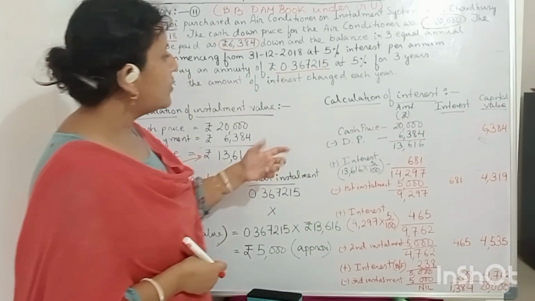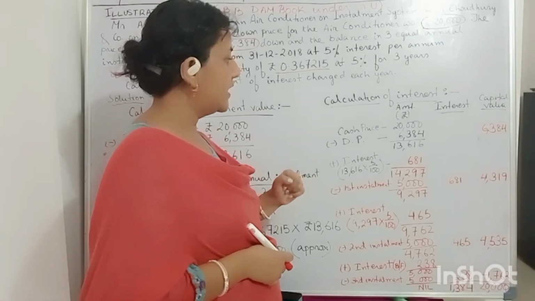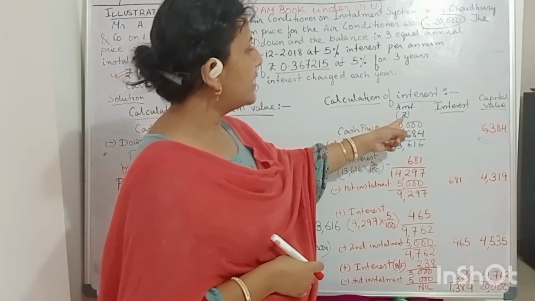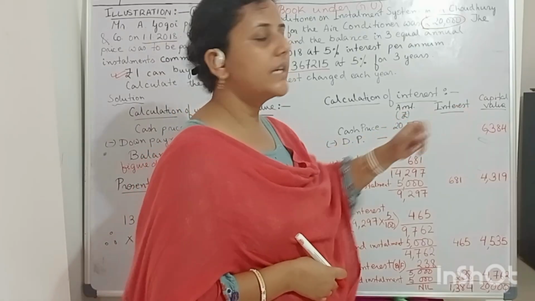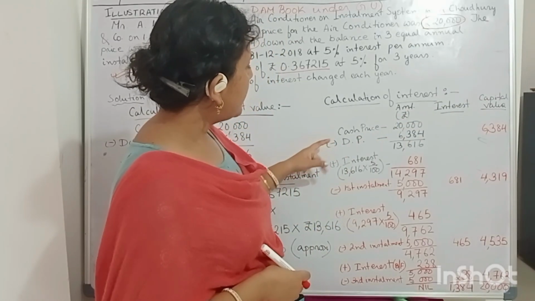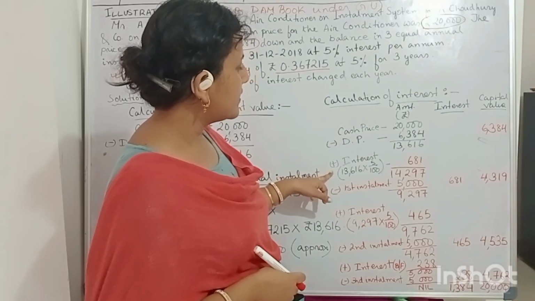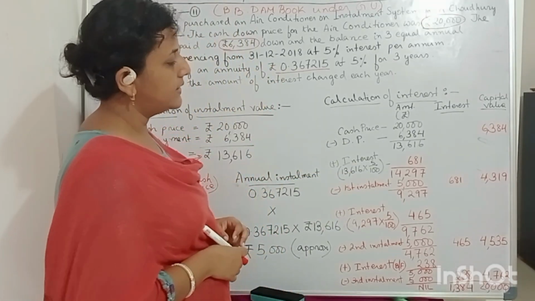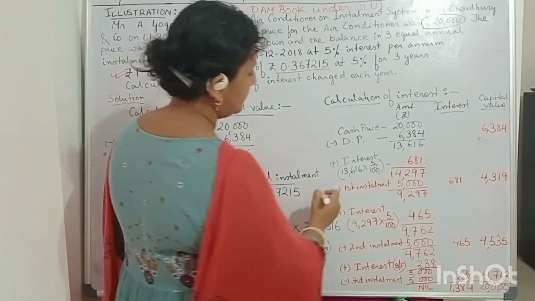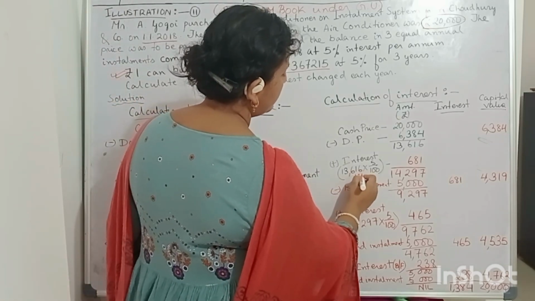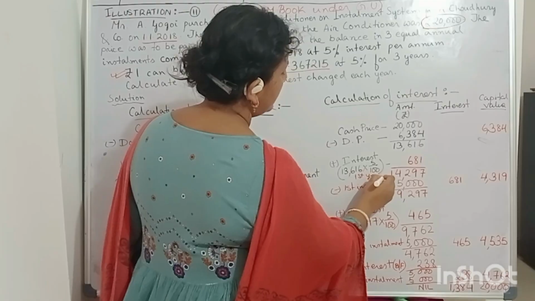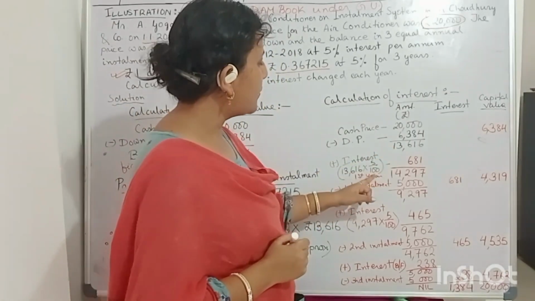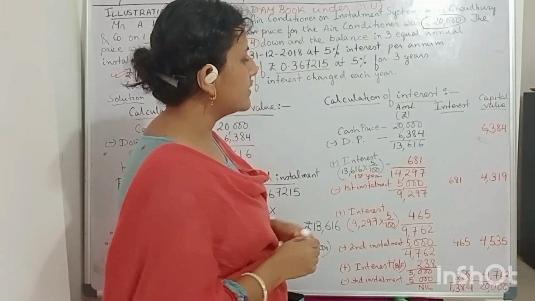So you have to calculate the amount of interest. So you have to make these columns: amount, interest and capital value, cash price less down payment and interest for the first year, that is till 31st/12/2018. So on this 5%, this will be the answer, 681.